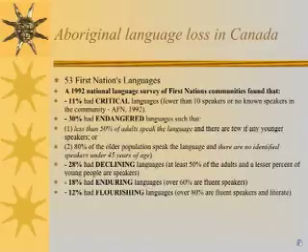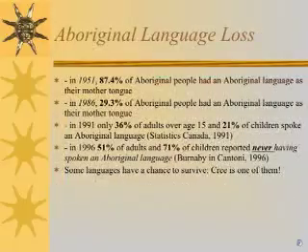28% of communities indicated what we'd call declining languages. That means at least 50% of the adults and a lesser percent of young people are speakers of that language. 18% would be in the category of enduring languages, that is, over 60% are still fluent speakers, and 12% had flourishing languages. Over 80% are fluent speakers and literate.